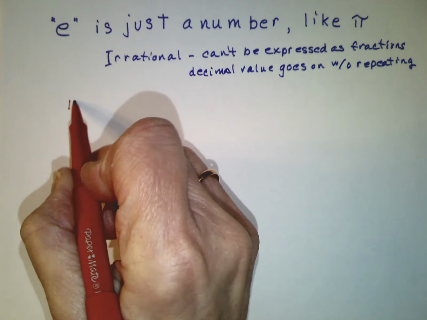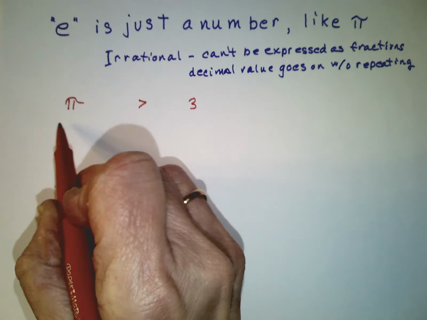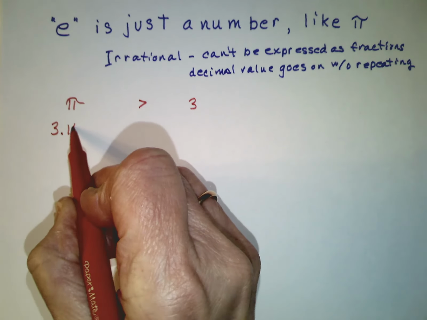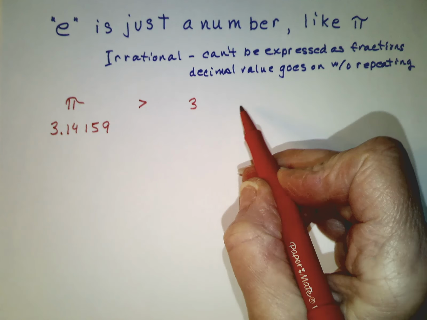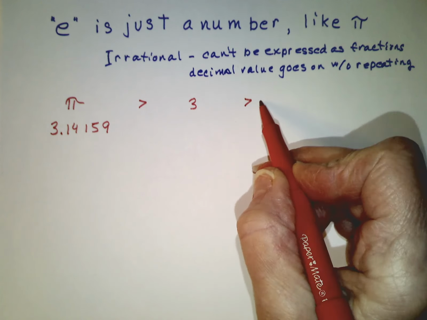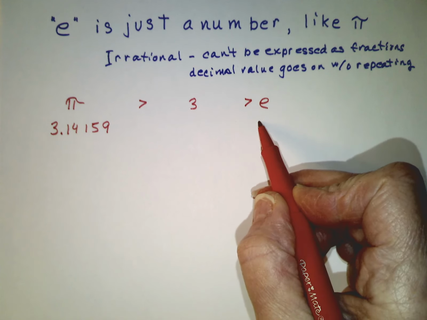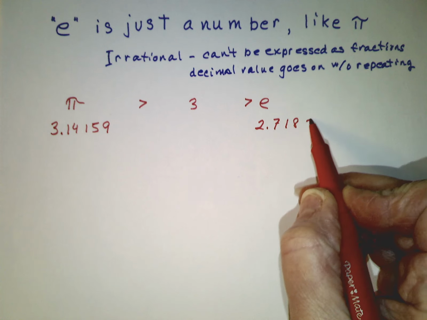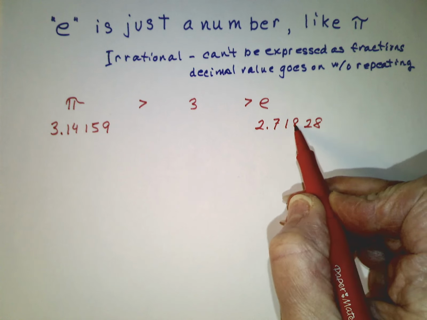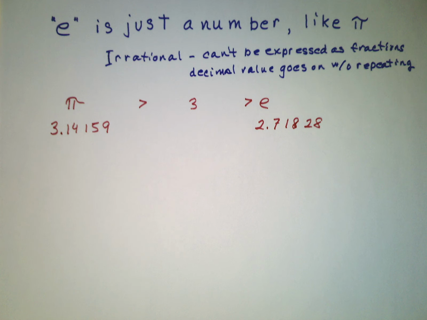Pi happens to be a little bit bigger than 3. Pi is, what, 3.14159? e happens to be a little bit less than 3. e is approximately 2.71828. But both of them go on forever, much, much longer decimals.